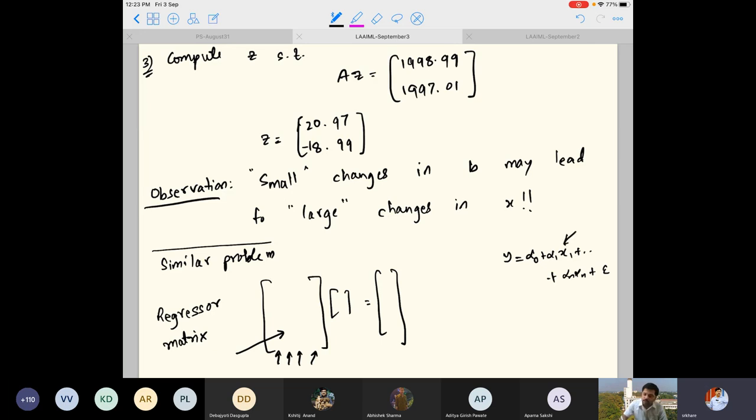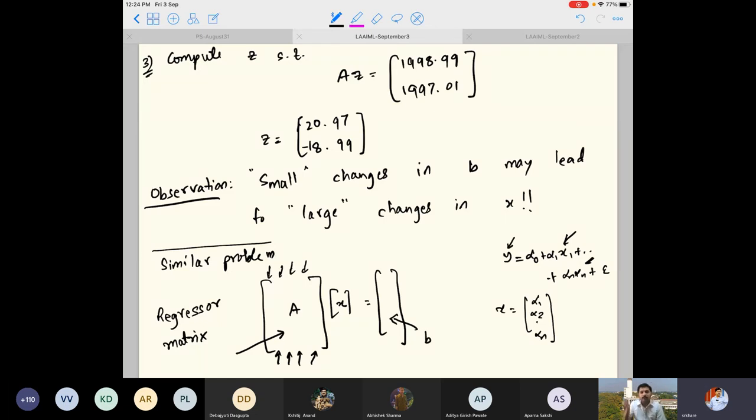So x1, x2, xn, these are stored here, right? And this is the column of all ones. So this is your matrix A. Then this vector x is basically the vector of parameters alpha 0 up to alpha n. And what is the right hand side? The right hand side is the measurements y.